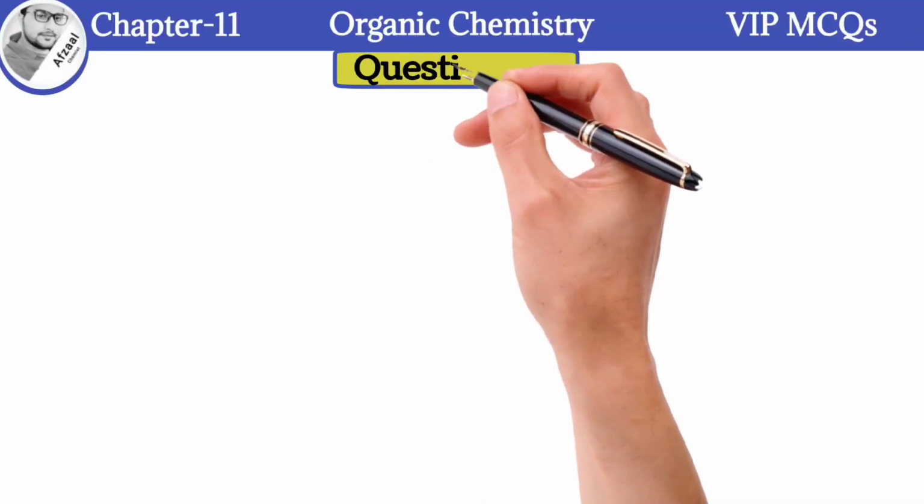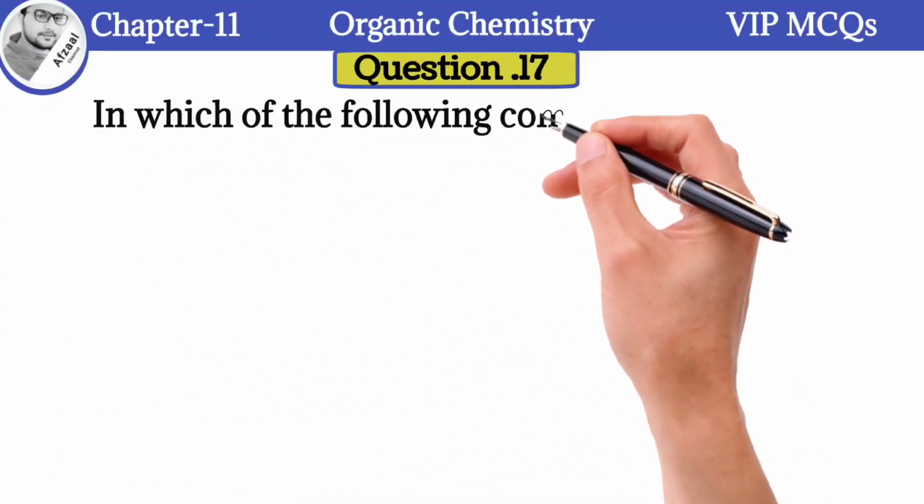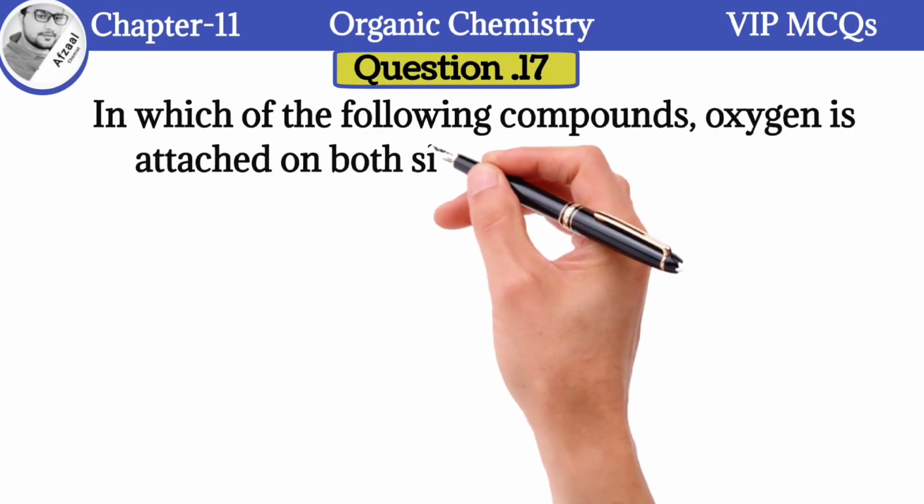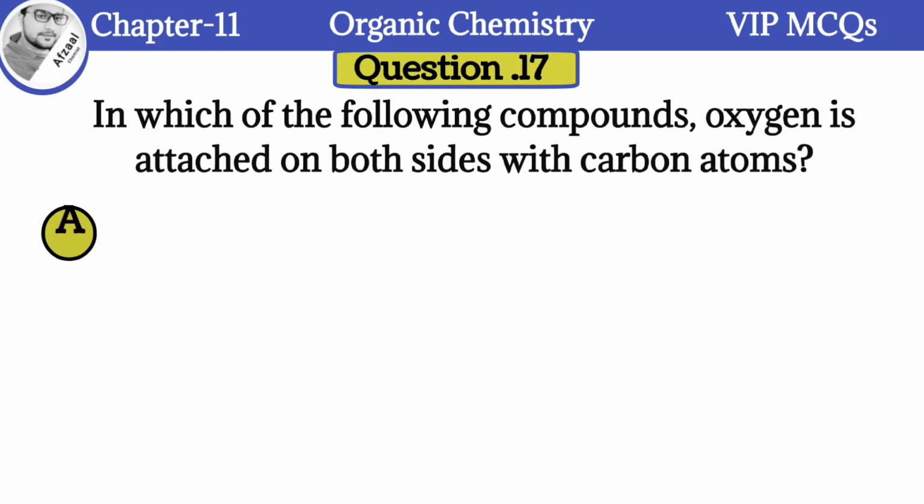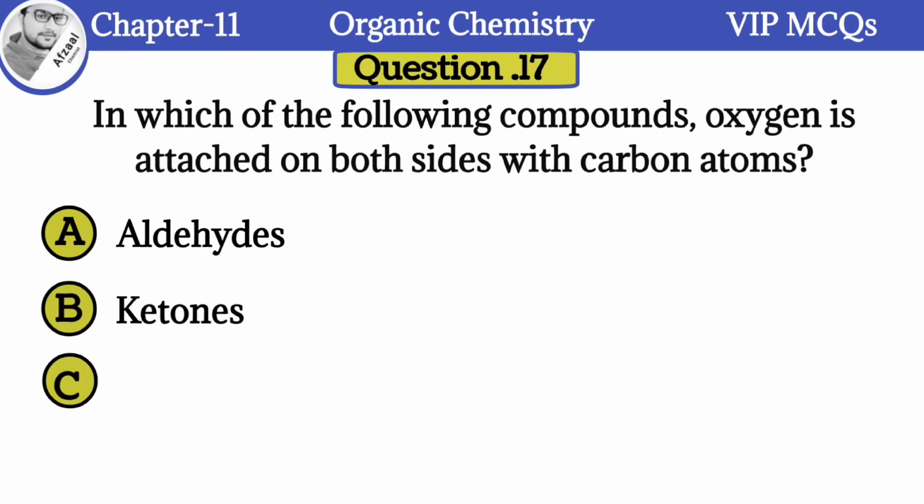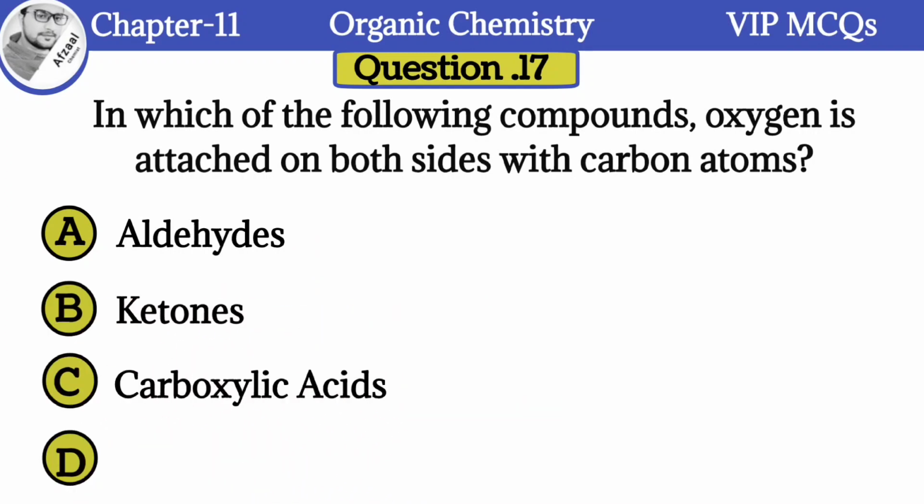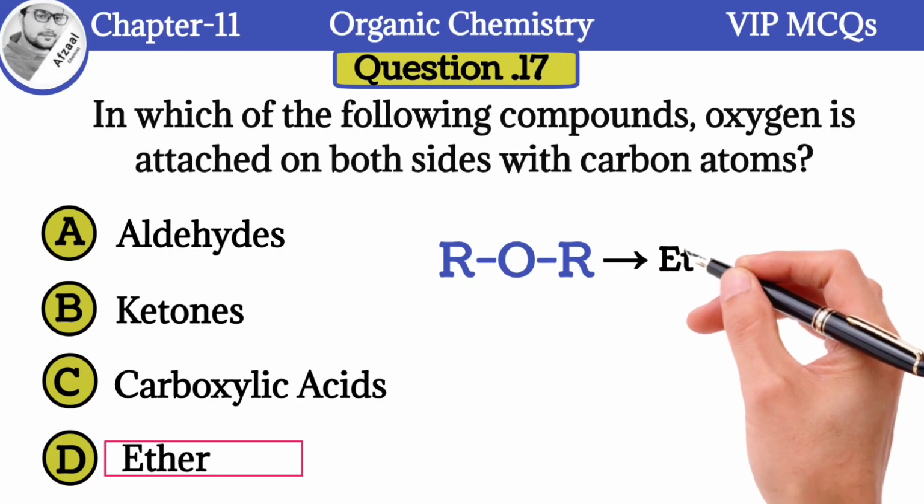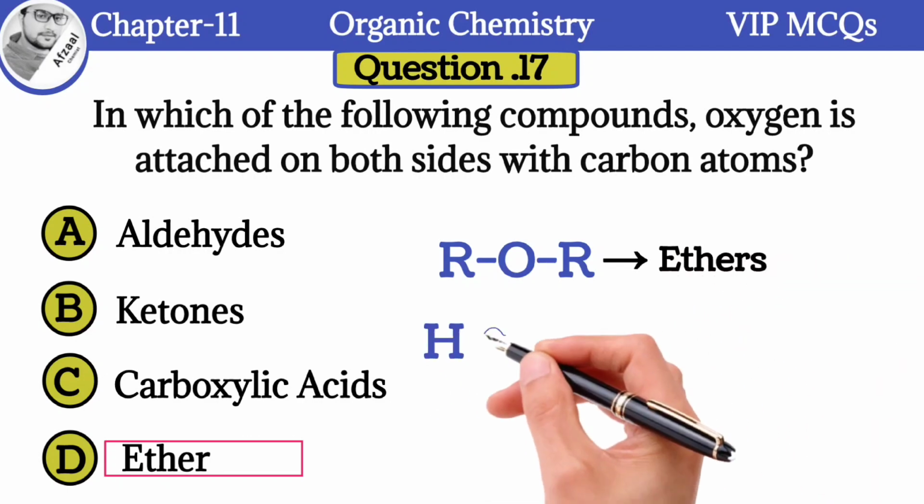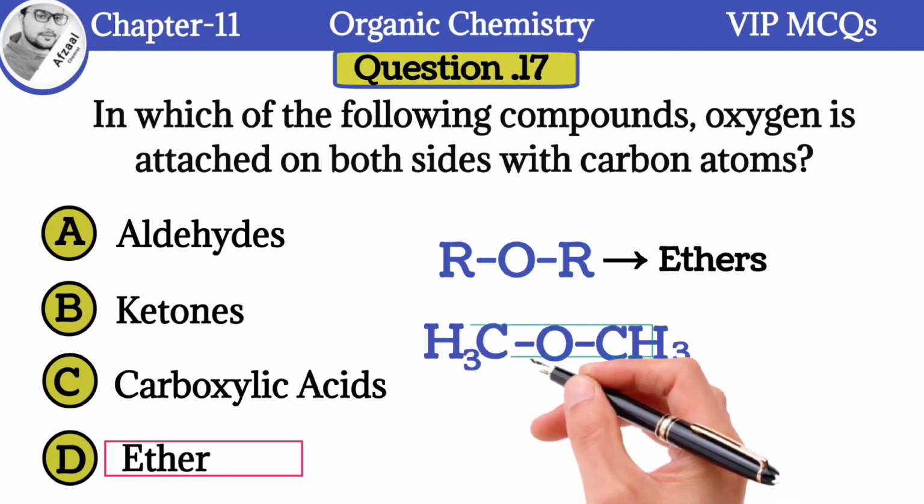Question number 17 is, in which of the following compounds, oxygen is attached on both sides with carbon atoms? Option A is aldehydes. Option B is ketones. Option C is carboxylic acids. Option D is ethers. The correct option is D. Organic compounds containing oxygen on both sides with carbon atoms are called ethers.